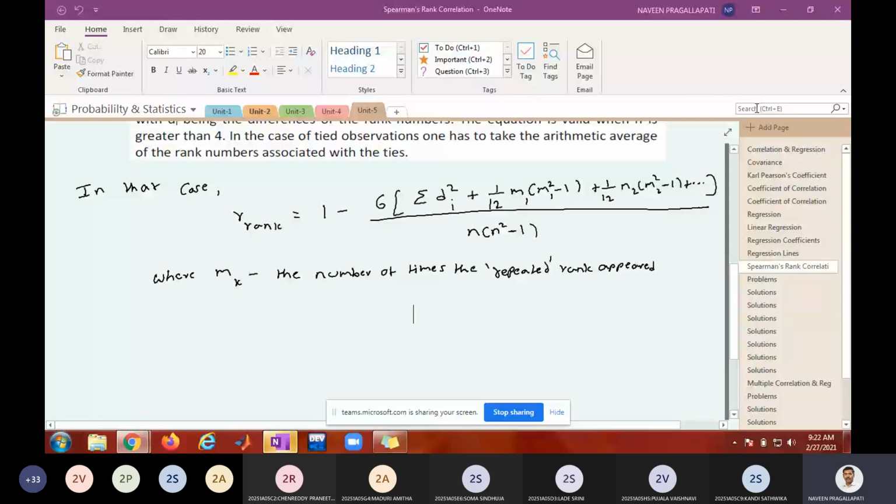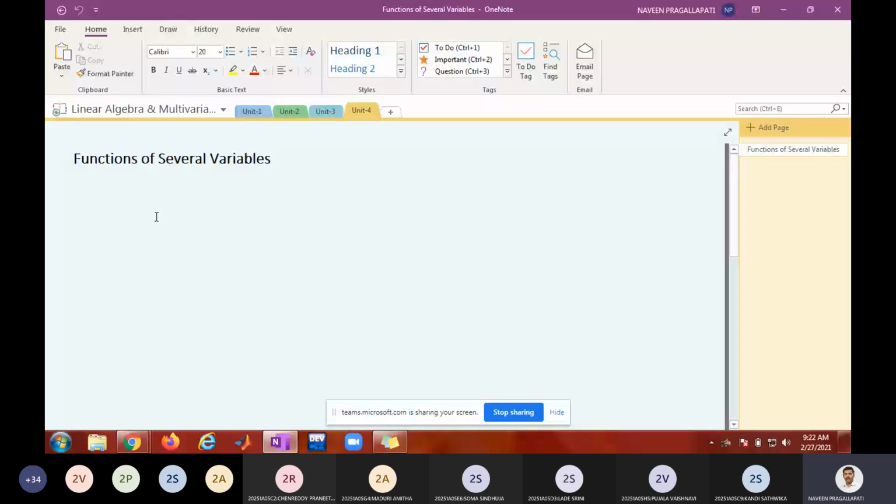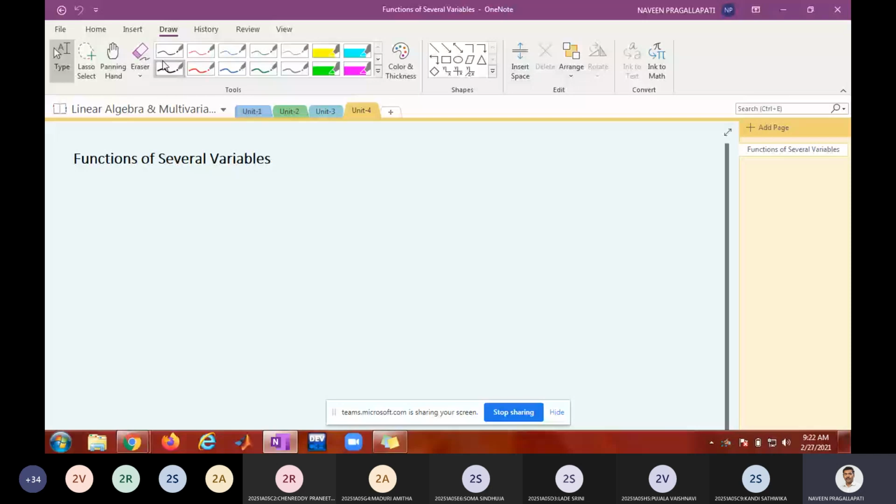Okay. So unit 4, we're going to start. You all learned about calculus for functions of single variables, and you also learned a few concepts for calculus of functions of single variable. So before going to calculus for functions of several variables, let us recall some definitions for calculus for functions of single variable.